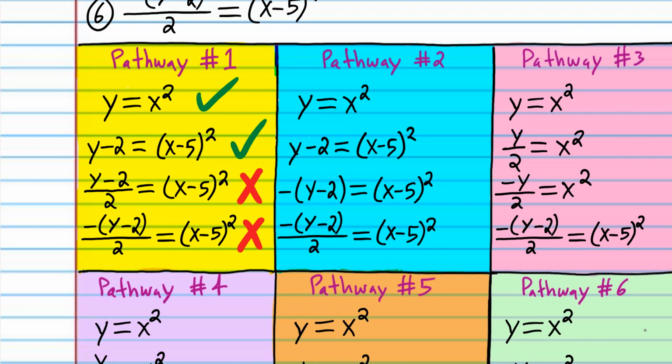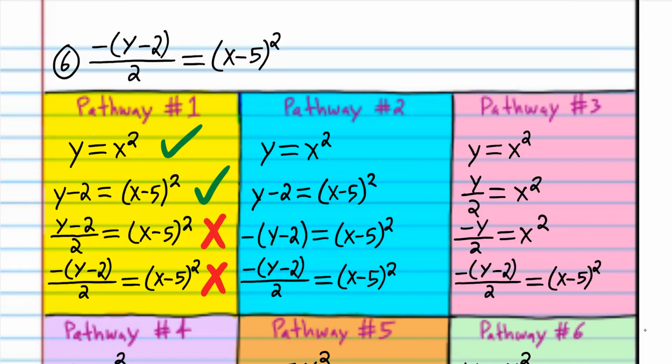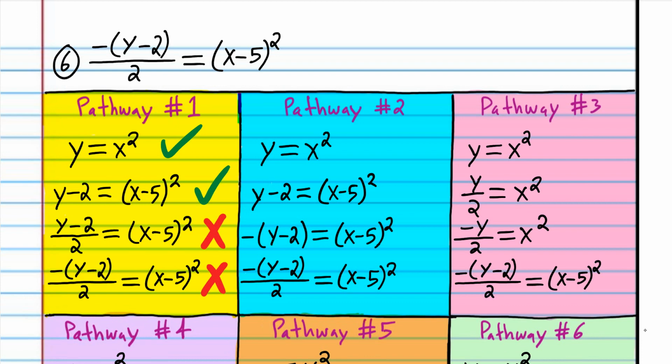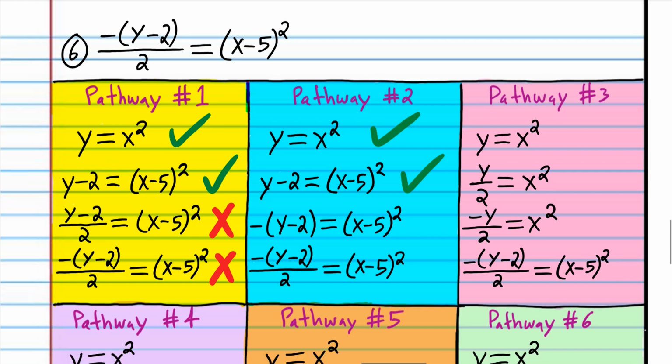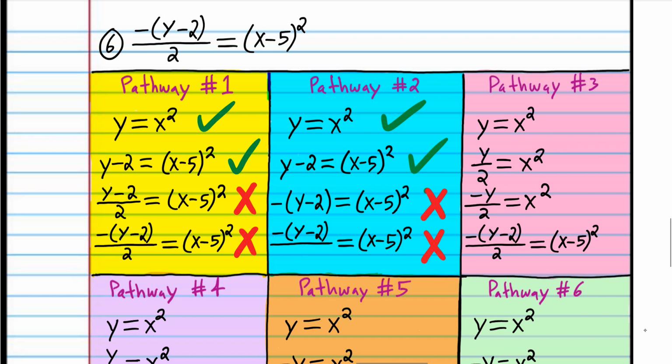So let's try pathway number 2. We're starting with the parent equation. Sorry, this program likes to throw us around. We're replacing y with y minus 2 and x with x minus 5. That tells us to move to the right 5 units and up 2 units. Then we're writing a negative on the y minus 2. Again, the transformation properties don't tell us what to do in that situation. Then we're dividing negative y minus 2 by 2. Again, the transformation properties don't tell us what to do in that situation.